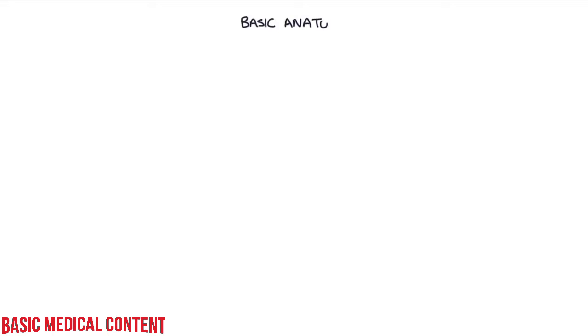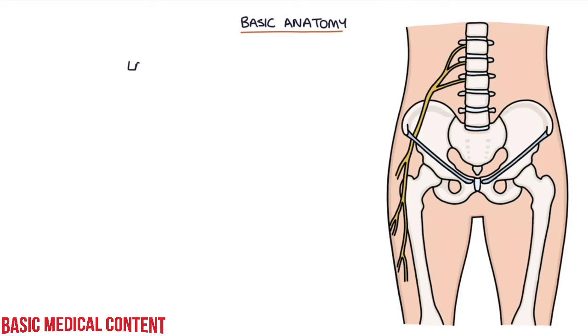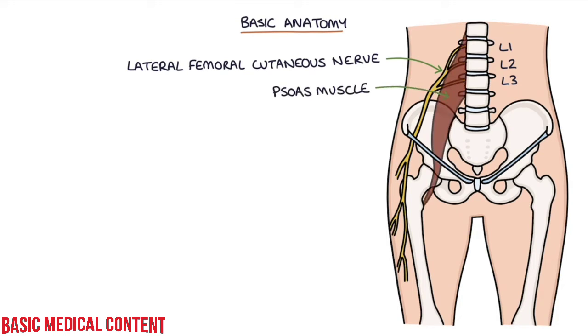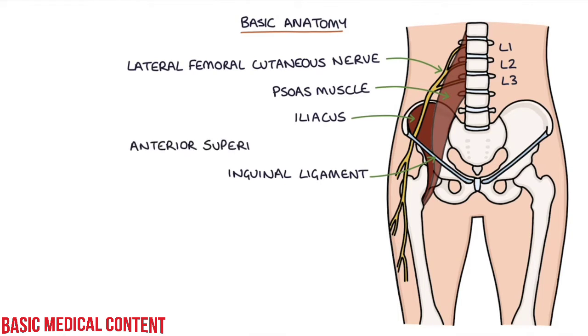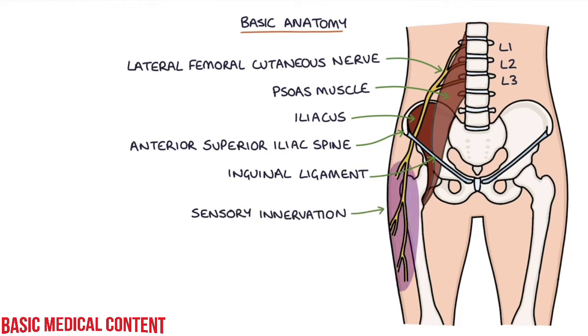Let's start with some basic anatomy. The lateral femoral cutaneous nerve originates from varying combinations of L1, L2, and L3 nerve roots. It comes from behind the psoas muscle, then it runs around the surface of the iliacus muscle, and then it runs under the inguinal ligament onto the thigh, just medial and inferior to the anterior superior iliac spine, or the ASIS. The lateral femoral cutaneous nerve supplies sensory innervation to the upper outer thigh.